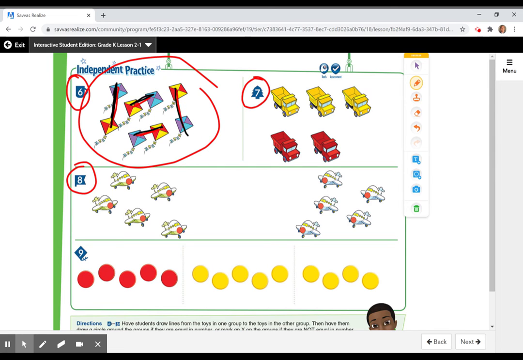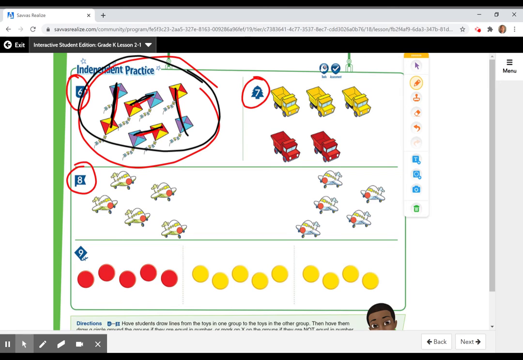Now, does everyone have a partner? They do. Every kite has a partner. They each pair up with something. So there's the same number of red and yellow kites as there are blue and purple. So we'll circle that one.